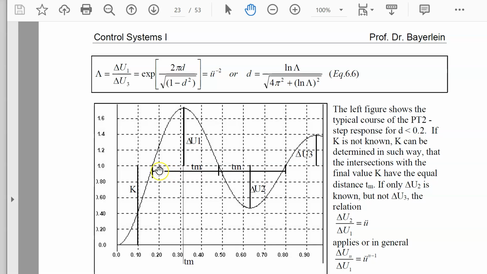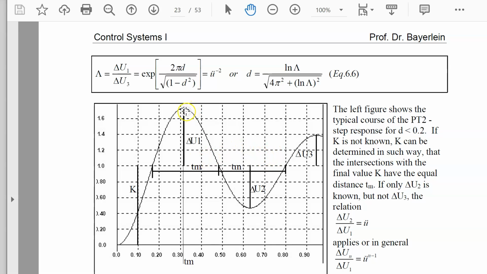That is also a good knowledge if you stop measurement of a PT2 step response to reconstruct the final value, because you have to find exactly that line which cuts the same distances out of the up and down curve. This is then the final value. And another interesting property appears in the PT2 step response.